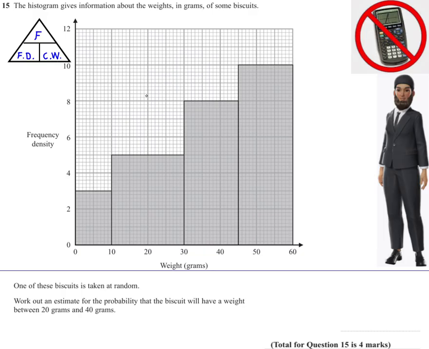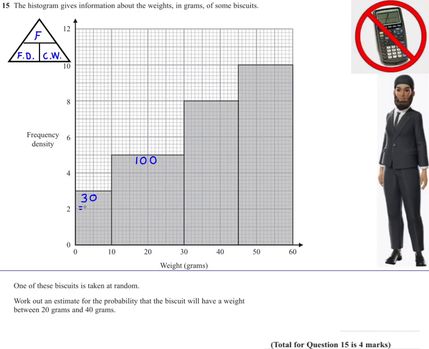So let's look at the first one over here. You've got a height of 3 and a width of 10. So 3 times 10 is going to give you 30. Let's write that down. Let's have a look at this block over here. You have got a height of 5 but a width of 20. 20 times 5 is going to give you 100. Let me put the working out there as well.